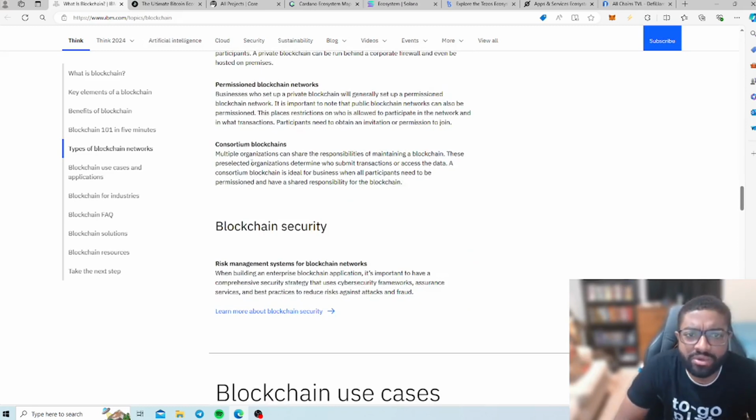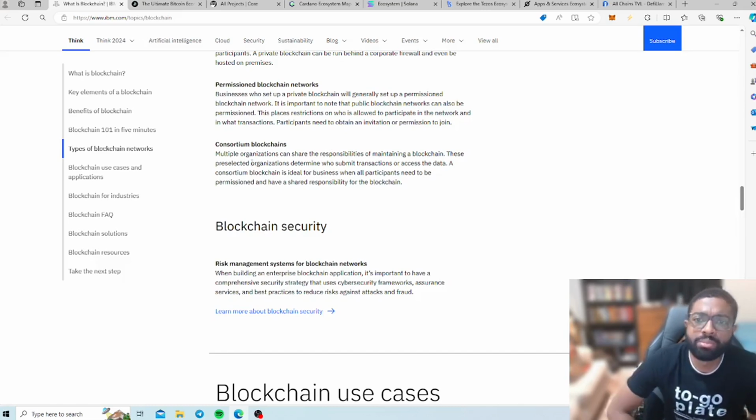Permissioned blockchain networks: businesses who set up private blockchains will generally set up a permissioned blockchain. It's important to note that a public blockchain can also be permissioned. This places restrictions on who is allowed to participate in the network and in what transactions.